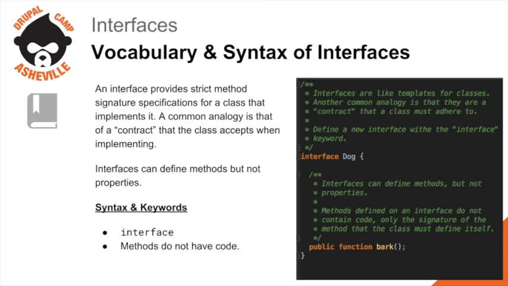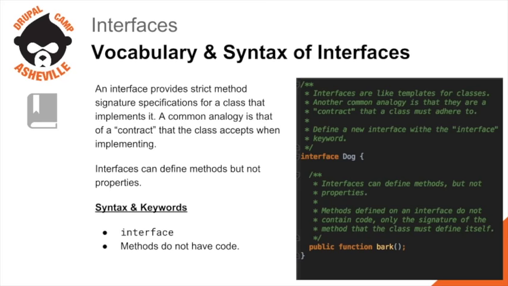So, some more technical details here. Interfaces can define methods. They can't define properties. And that's why you'll see certain patterns in object-oriented programming with getters and setters to make use of interfaces and keep things reliable.